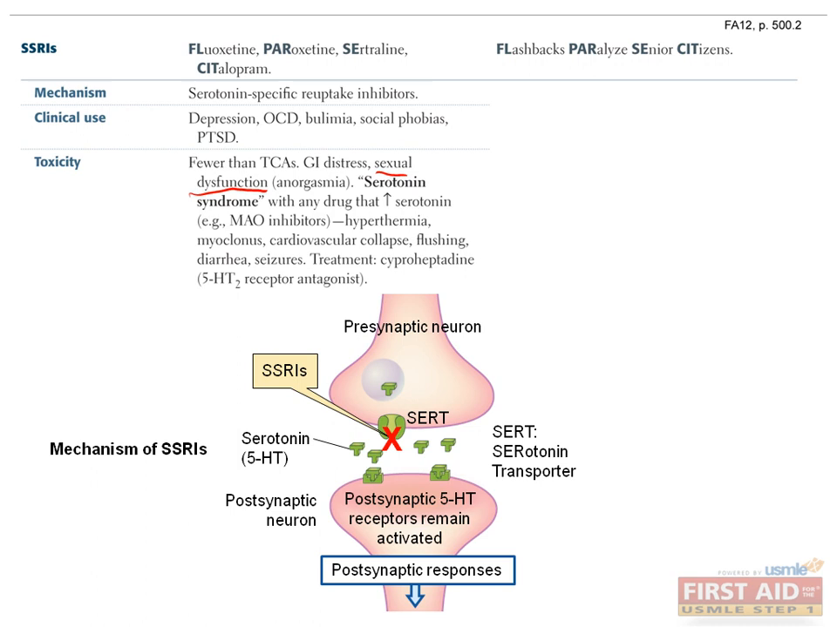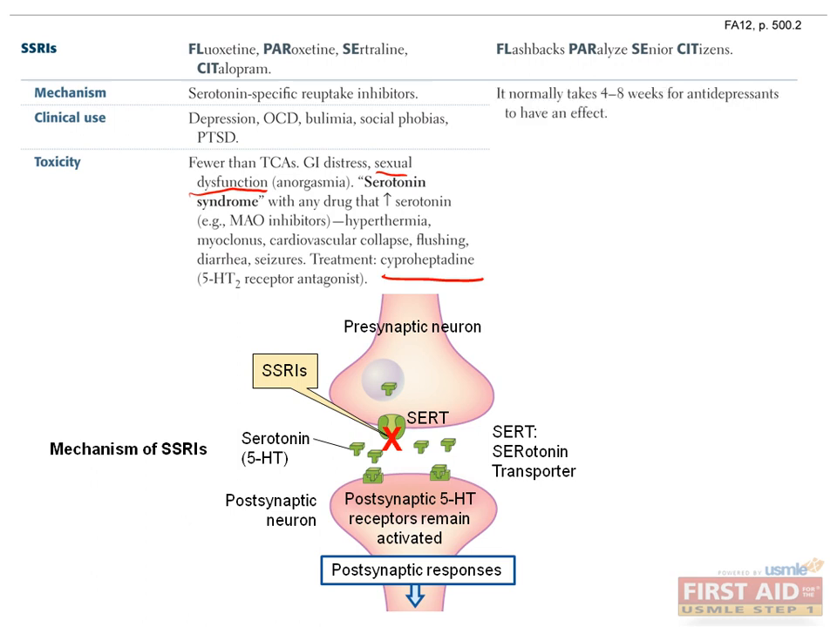The treatment is prompt administration of cyproheptadine, which is a serotonin receptor antagonist, specifically 5-HT2. Can you recall another 5-HT2 receptor antagonist that we recently talked about? That's right, the atypical antipsychotics. In fact, severe cases of serotonin syndrome can be treated with olanzapine.